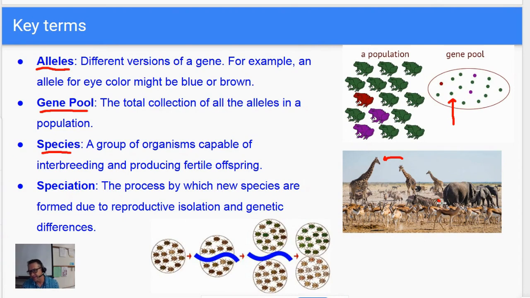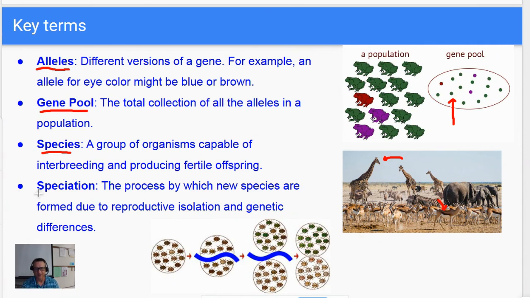But these gazelle right here, they're not the same species as a giraffe. So gazelles and giraffes cannot mate and have babies. Same with the elephants, same with the zebras. So zebras, that's a species. Elephants, that's a different species. And gazelles and giraffes, those are also different species.